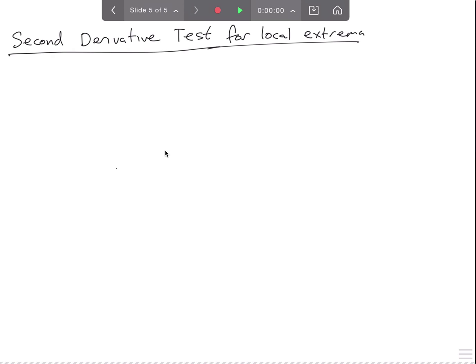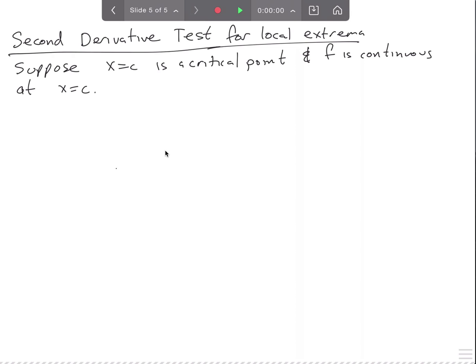Okay, so this is the test. Suppose x equals c is a critical point, and f is continuous at x equals c. Okay.